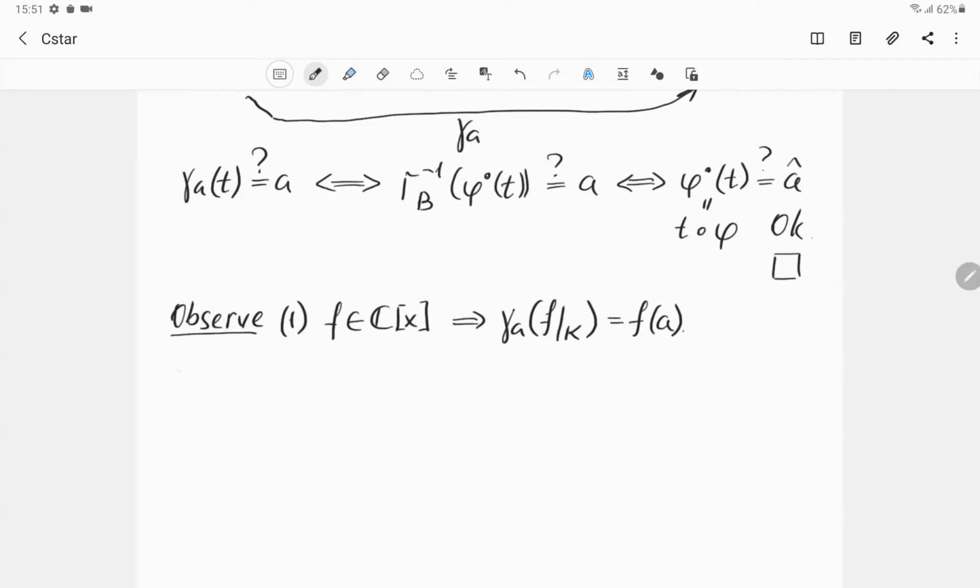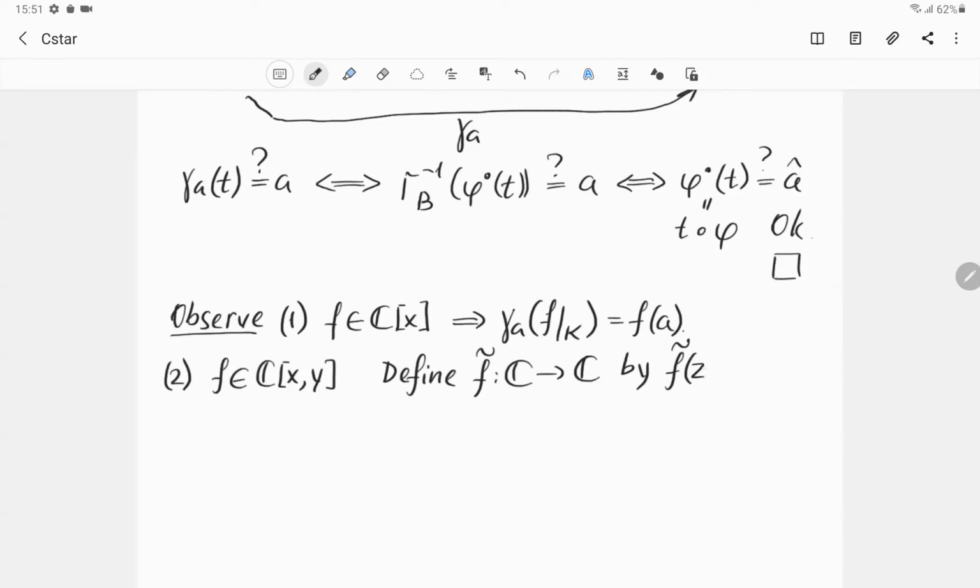And more generally, if f is a polynomial in two variables, say x and y, let's define the function f tilde on the complex plane by the following rule. f tilde of z is f applied to z and z bar, the complex conjugate. Then again, it's immediate from the definition of the continuous functional calculus that gamma applied to f tilde restricted to K is nothing but f applied to a and a star.